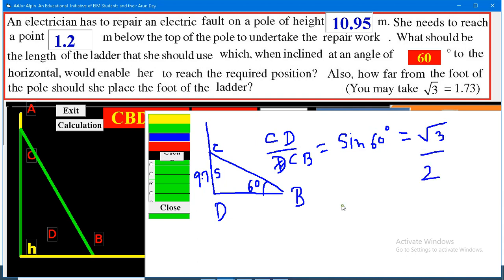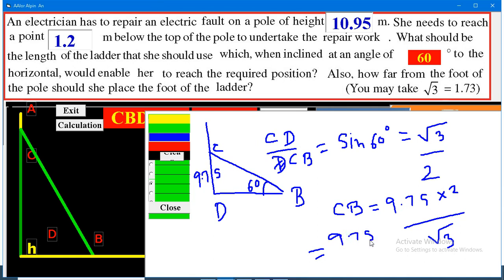So from there I am getting CB will be CD. CD is what? CD is 9.75 into 2 by root 3 cross multiplication, correct? And root 3 is 1.73. It is given. Sorry, root 3 is 1.73. Put it here. Here do the calculation.